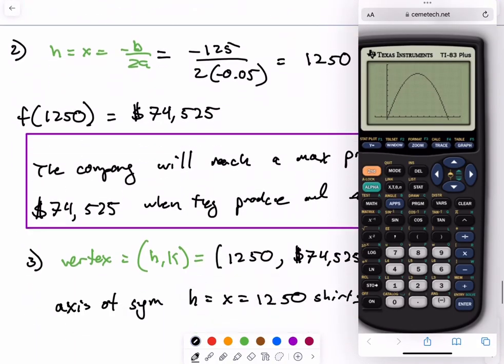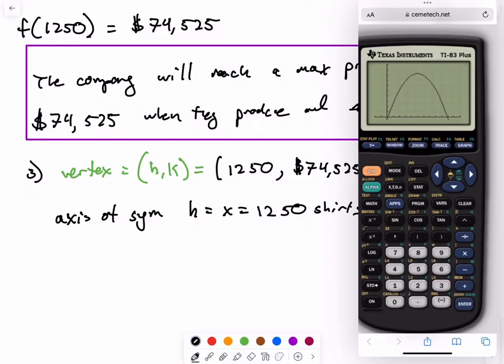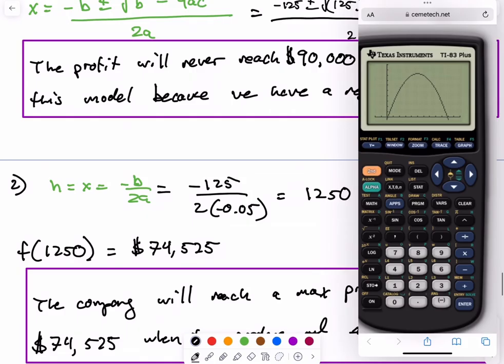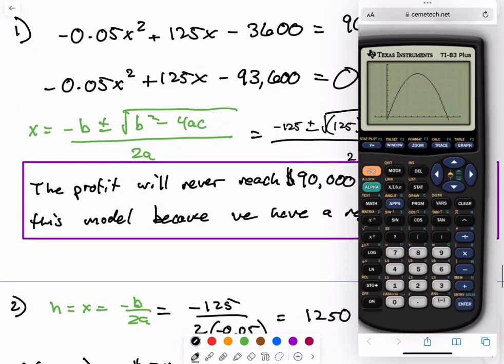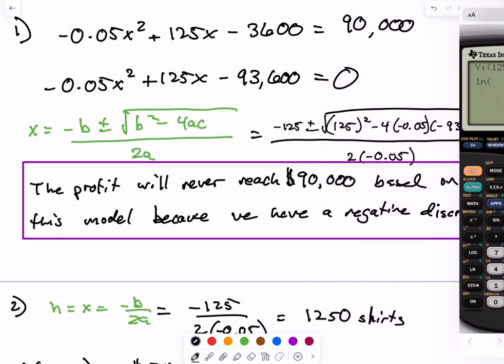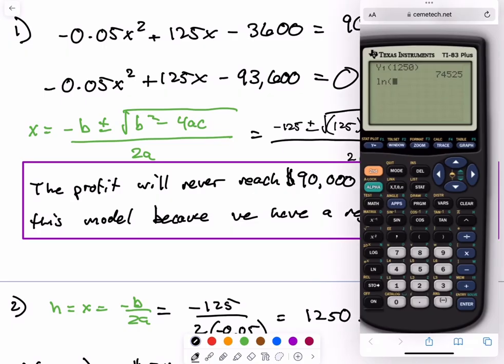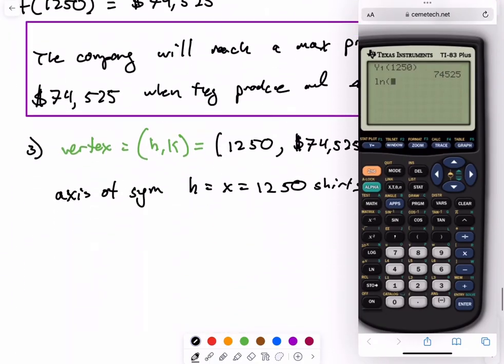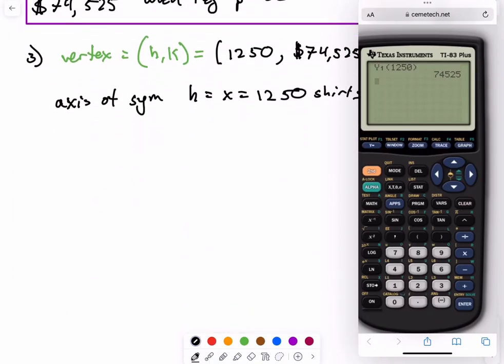You've got your vertex and axis of symmetry. Again, for your intercepts, for the y-intercept, you let x be 0 and solve. For the x-intercept, you let y be 0. Did we do that already? No, I don't see it. But I'm going to use this graph.